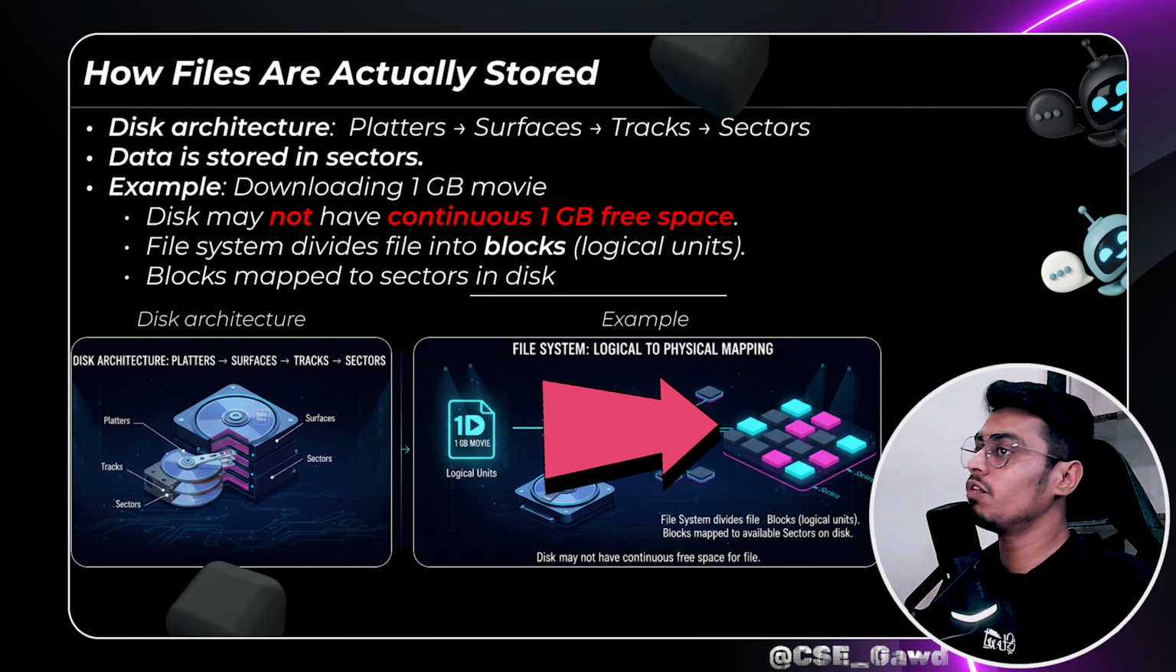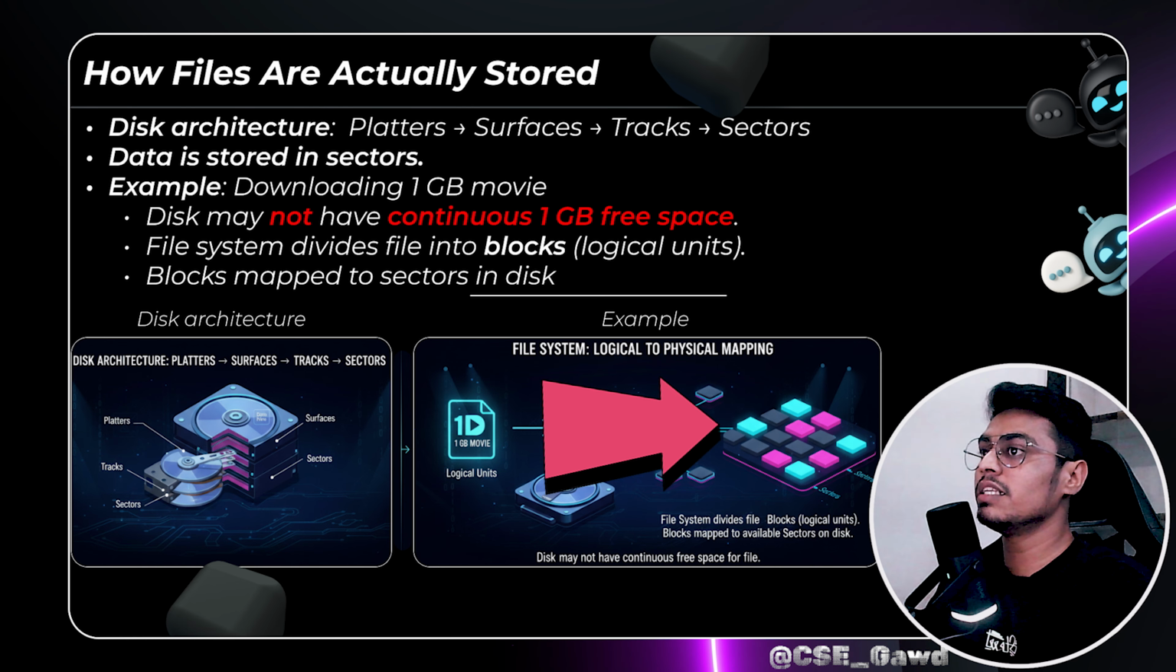Contiguous is not always possible. Maybe you can do contiguous allocation, but it is also possible that data is already lying here. So what are we doing? We are simply mapping that this block goes to this sector, this block goes to another sector.